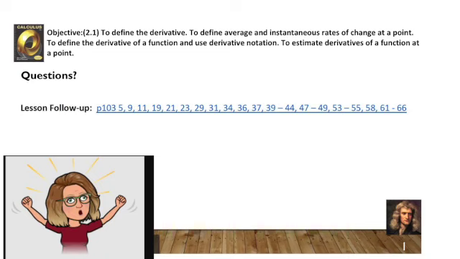All right, we're at that point where it is time to think about homework. So your lesson follow-up is on page 103. And one more time, just so you remember, you are not to work more than 60 minutes. So complete some of these problems, and if you're having a lot of trouble, make certain that you get a hold of me to get some help.